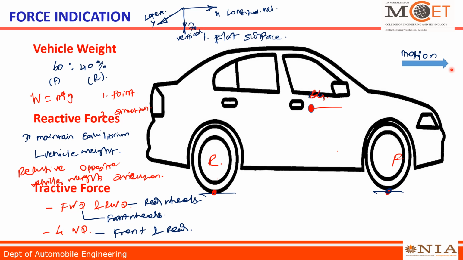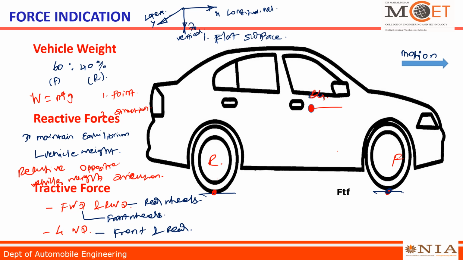If we are having front wheel drive, the tractive force acts at the front wheel in the forward direction. If we are having rear wheel drive, the tractive force will be at the rear wheel in the forward direction, in the motion direction simply. If we are having 4-wheel drive, the motion will be in the forward direction, so the tractive force will be forward. So let me take FTF, that is the tractive force.